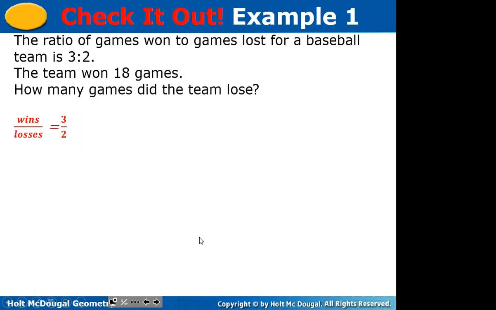So I need you guys to do this check it out example on your own, and then you can come back and check to see if you got it right. So go ahead and pause the video. Okay, so if you've done this problem, you should be coming back to me.